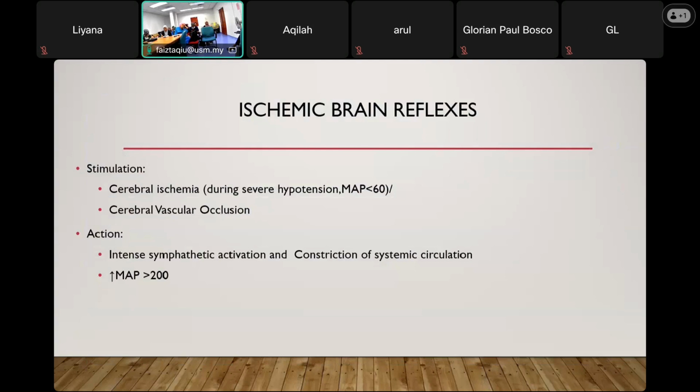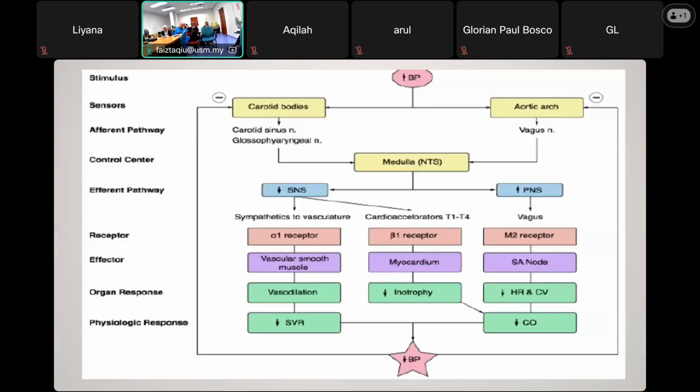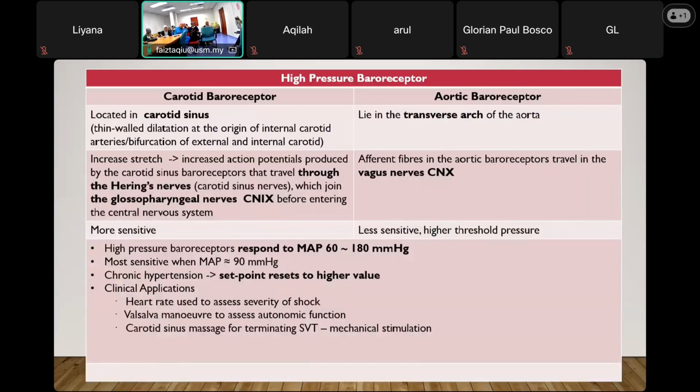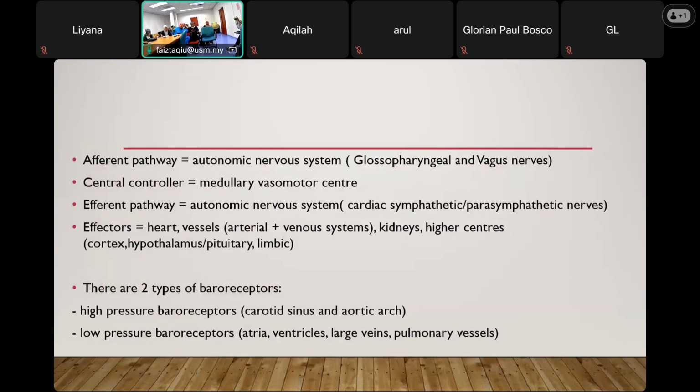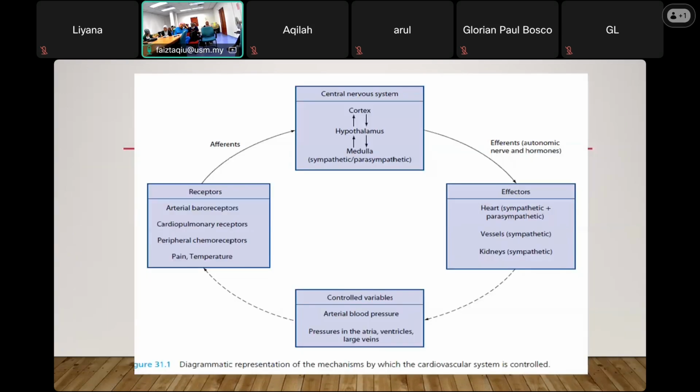The SA node is affected by autonomic factors. What else? Quick. The SA node is affected by autonomic, and after that? Very good, it's humoral. One more. And local factors. Normal heart rate is 60 to 80.